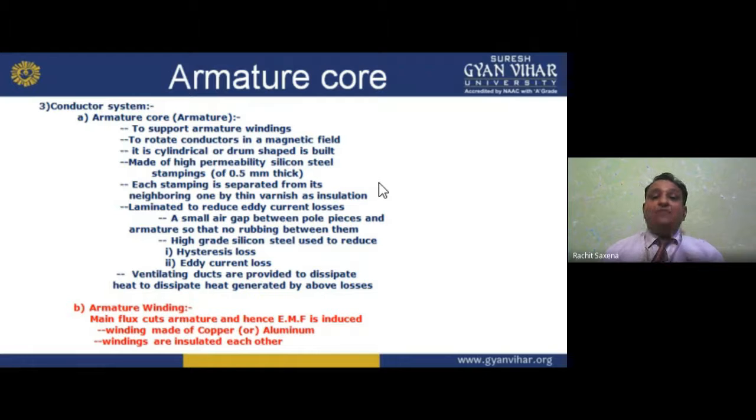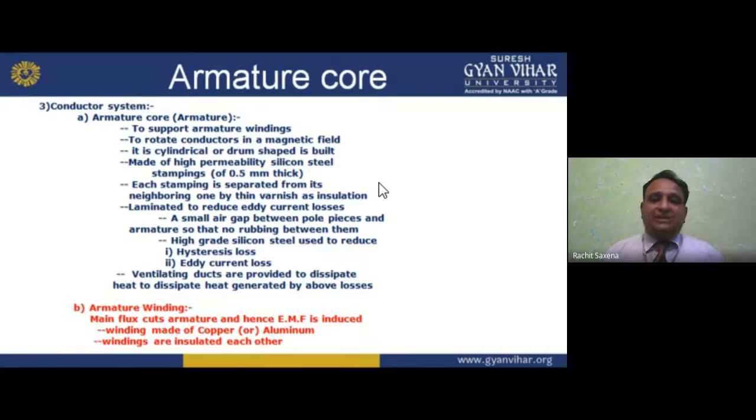Now I want to convert the magnetic field into an electrical field, so I need what? High permeability silicon steel, that is mu, permeability. Silicon steel I am using. Why am I using silicon steel, my dear student? Silicon I am using for the hysteresis loss, and lamination I am also using for the eddy current loss. So it is made up of high permeability silicon steel stampings of 0.5 millimeter thickness.